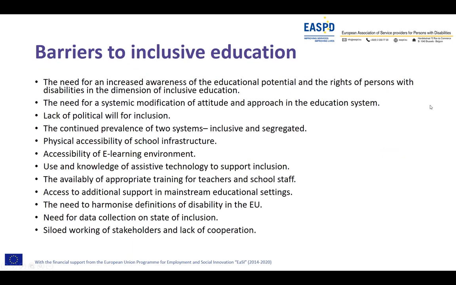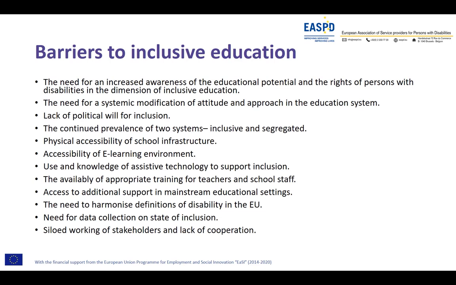The barriers that we identified in inclusive education are as follows: the need for an increased awareness of the educational potential and the rights of persons with disabilities, and the need for a systemic modification of attitude and approach in the education system. That's one of the things that we see here in Austria in a very predominant way. The lack of political will for inclusion. My personal view on this point is that we always have this medical view on persons with disabilities, also in the educational system. In the political section of our society, there is the continued prevalence of two systems: the inclusive and the segregated one. And there's a big fight also here in Austria for inclusion.